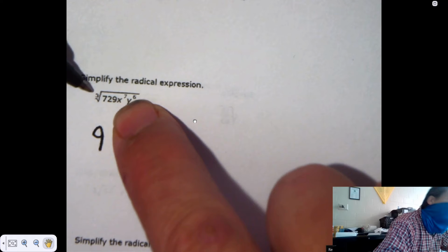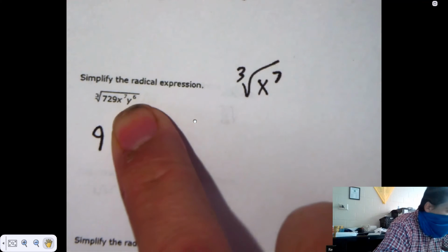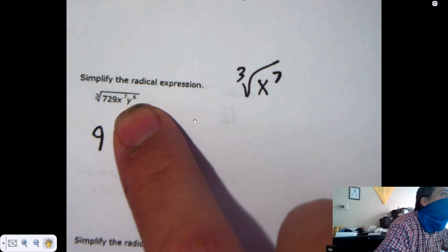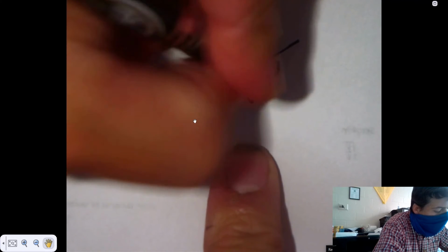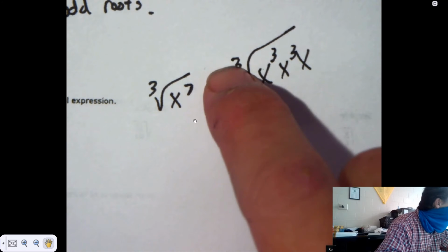Haley Brooks, cube root of x to the 7th. Oh, kids. Okay, I'm glad I asked. The cube root of x to the 7th can be thought of as the cube root of x cubed times x cubed times x. That's how you can think of it. You can break it apart. The reason I use 3's here is because there was a 3 outside.